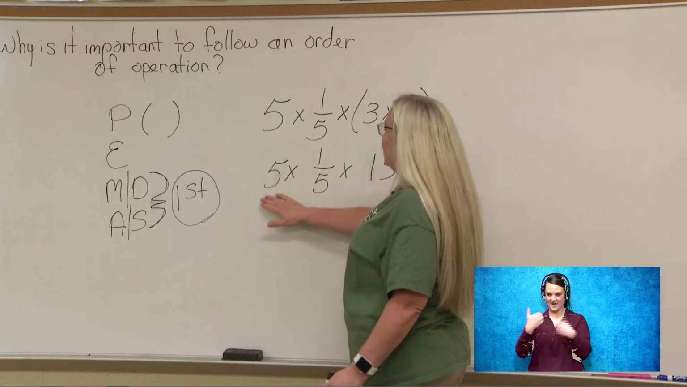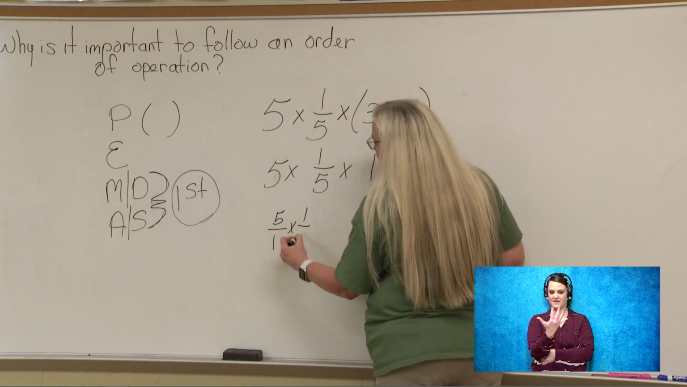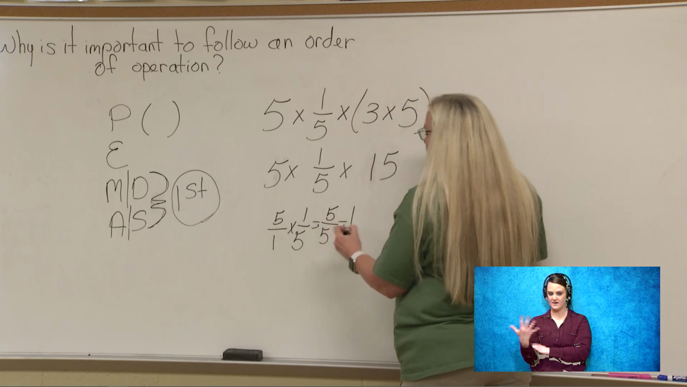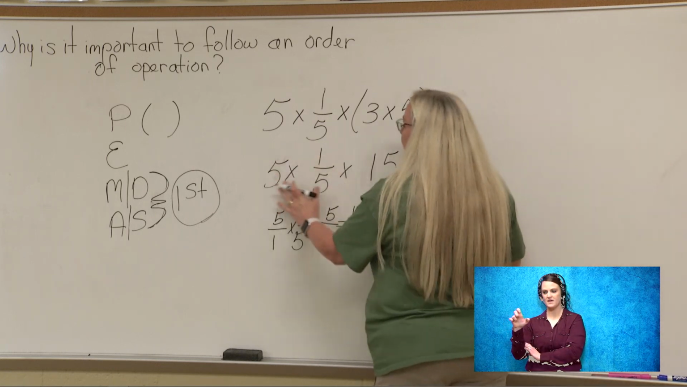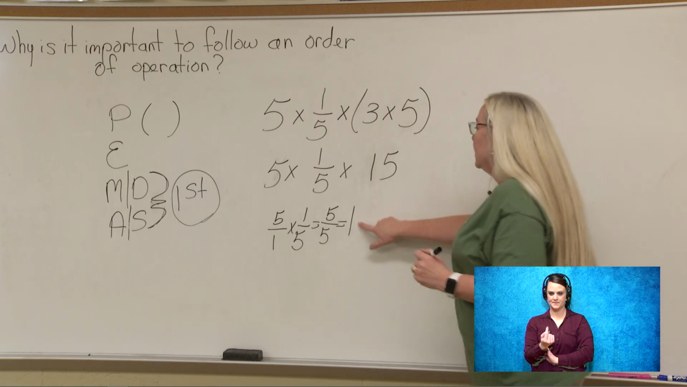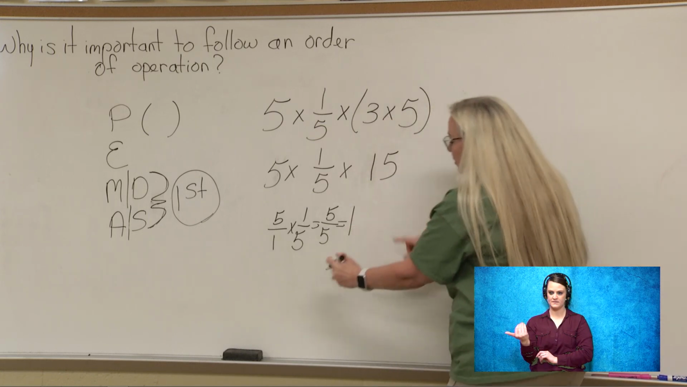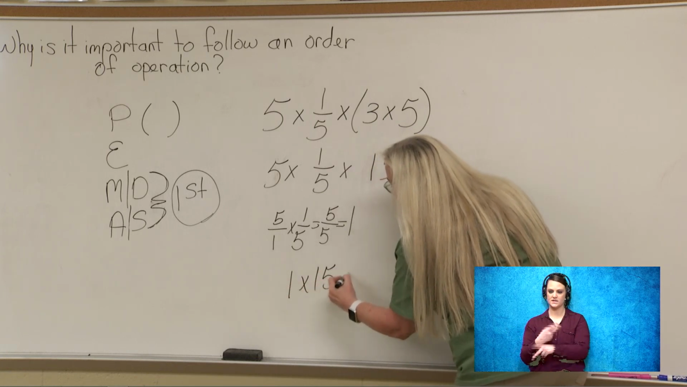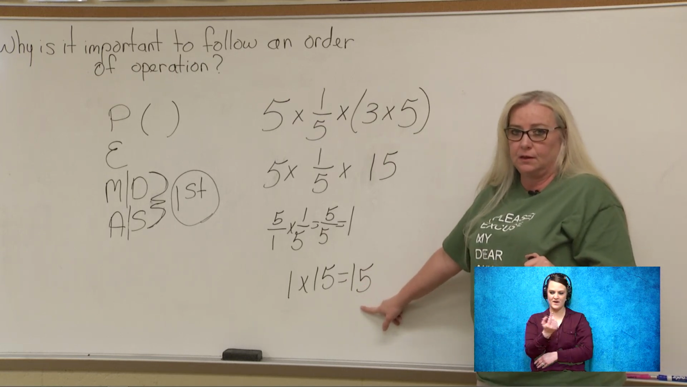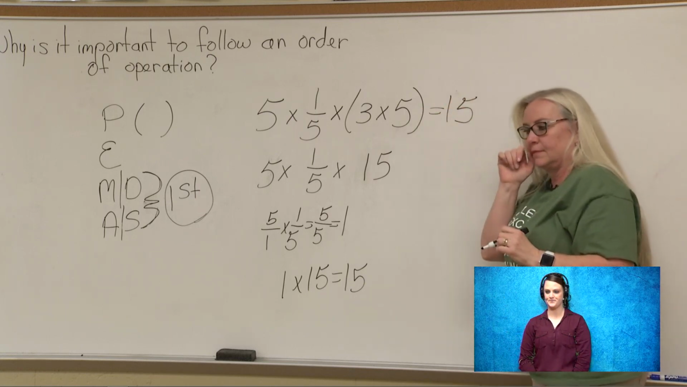So our next one we're going to multiply is 5 times 1/5. 5 over 1 times 1 over 5 equals 5 over 5, which equals 1 whole. So this entire operation here is going to equal 1. So all I have to do is bring my 15 from up here together and multiply those two. And hopefully with your mental math, you know that 1 times 15 is 15. So our answer to this equation is 15. Okay?